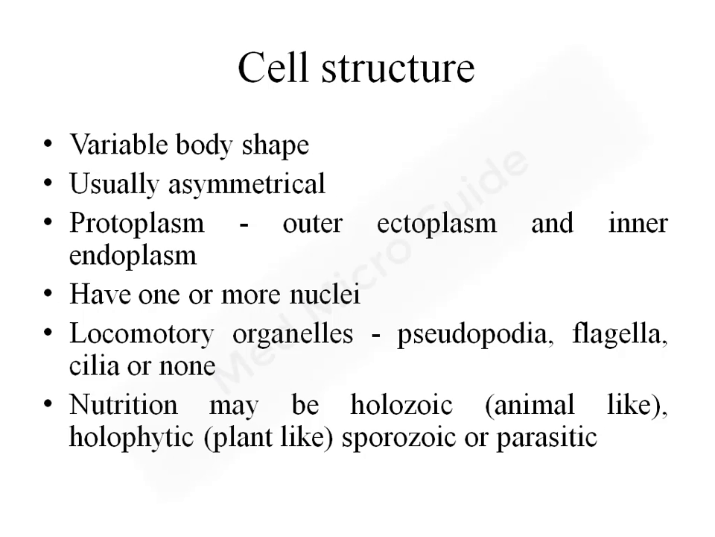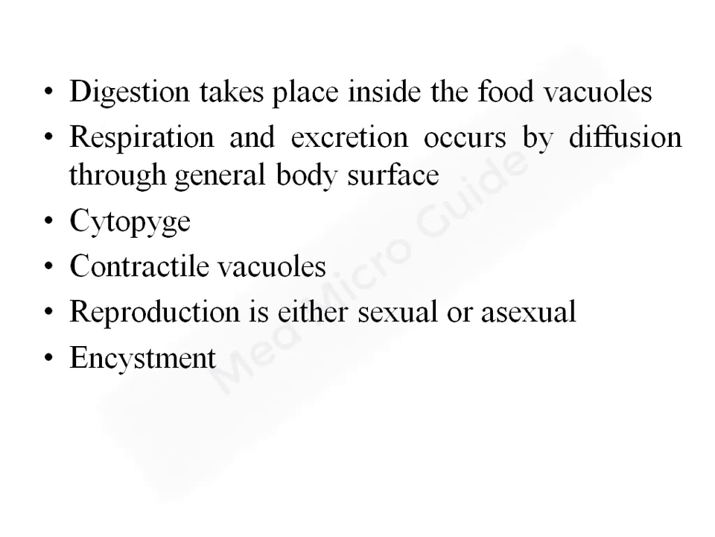The protozoan parasites get nutrition either holozoic, that is like an animal, holophytic like the plants, or parasitic. Once they ingest the nutrients, the digestion takes place inside the food vacuoles. That is, the digestion takes place intracellularly. The respiration and excretion occur by diffusion through the general body surface. Some species may excrete through a temporary opening in the ectoplasm, called the cytopipe.